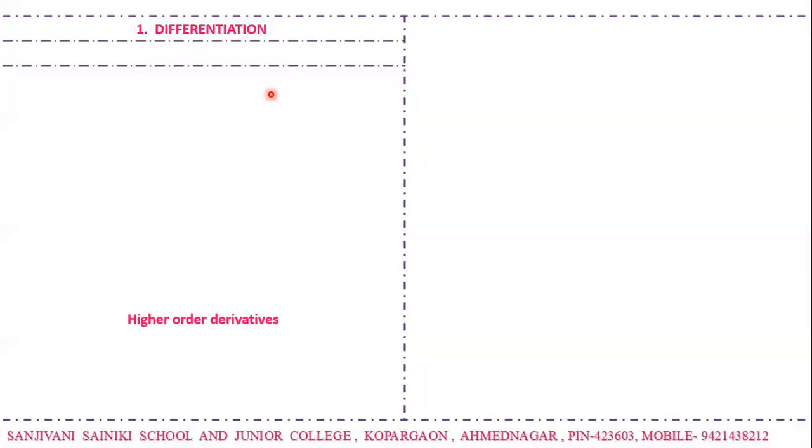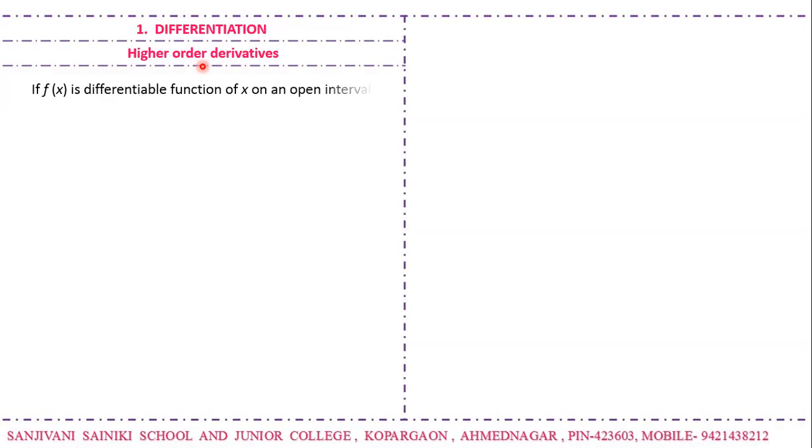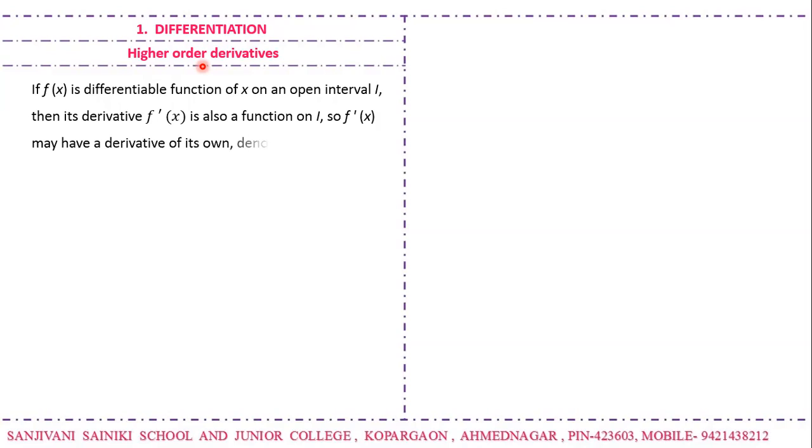Today we will continue the chapter on differentiation. In that, the next topic is higher order derivatives. Now what is meant by higher order derivatives? Higher means more: second, third, fourth, fifth, and so on.